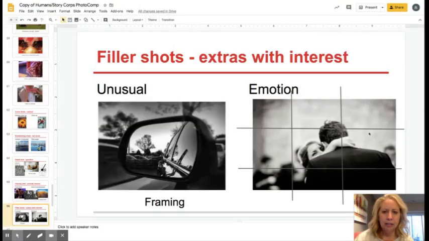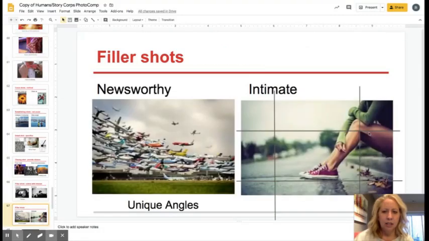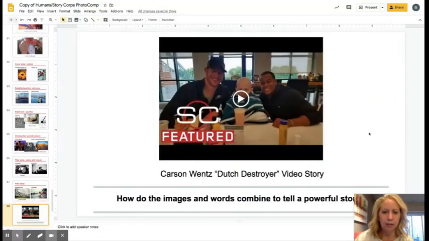Unusual shot and framing using the rear view mirror there. And then kind of being that fly on the wall using rule of thirds for the emotional wedding shot. A newsworthy shot of something happening. An intimate shot, again, creates an emotion, doesn't have to have a face. It just has details that create a mood to it.